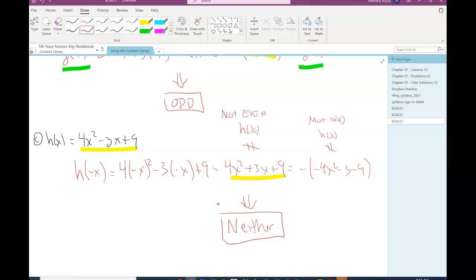Does that feel okay there? To see, the neither is just one where the signs just don't work out. Okay. So let's see if we can detect a pattern going on here.